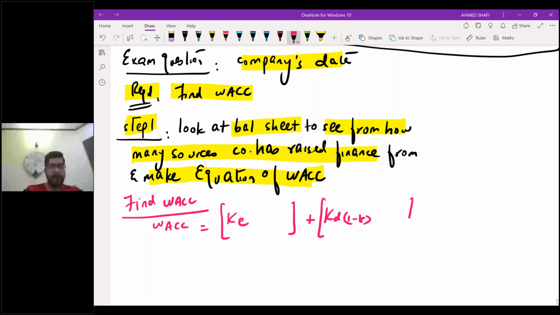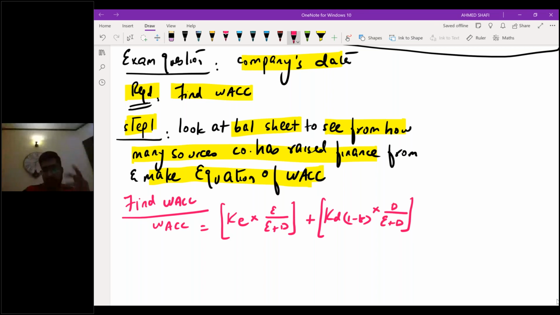KE will come on equity proportion only. So how do we get the equity percentage in the company? It's equity over all sources. Here there are two sources, equity plus debt. To get the equity percent, it's equity over total, equity plus debt. And cost of debt comes only on the debt portion, that is debt over equity plus debt. You must be very clear on this for the exam; I am telling you the first step.